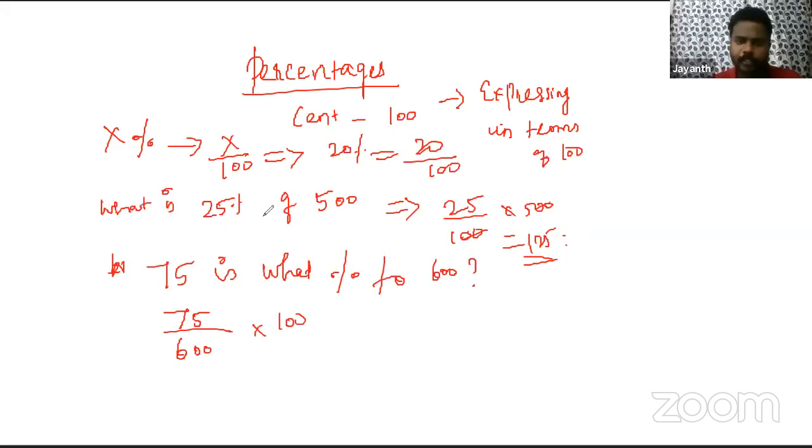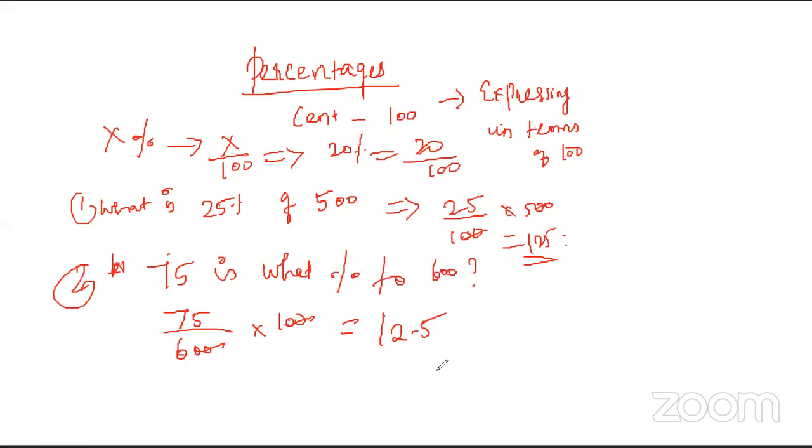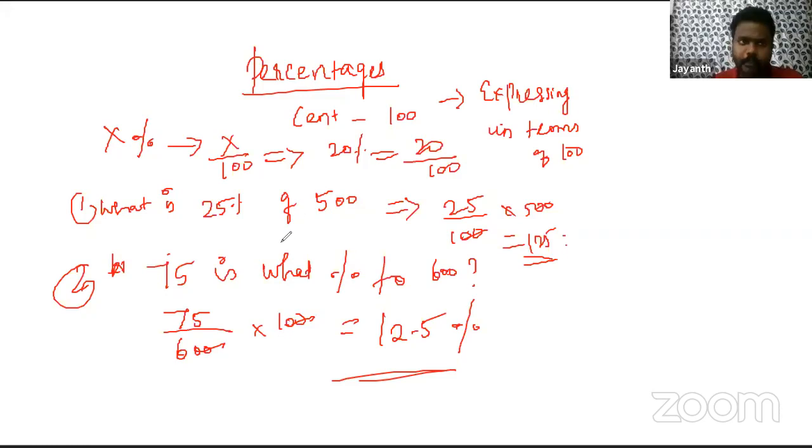What is 25 percentage of 500 means 25 by 100 into 500. And if a question is asked like 75 is what percentage of 600, it means 75 by 600. Percentage means you have to express it out of 100. So the zeros get cancelled. 75 by 6 is nothing but 12.5 percentage. Is that clear? Guys, this one is clear?